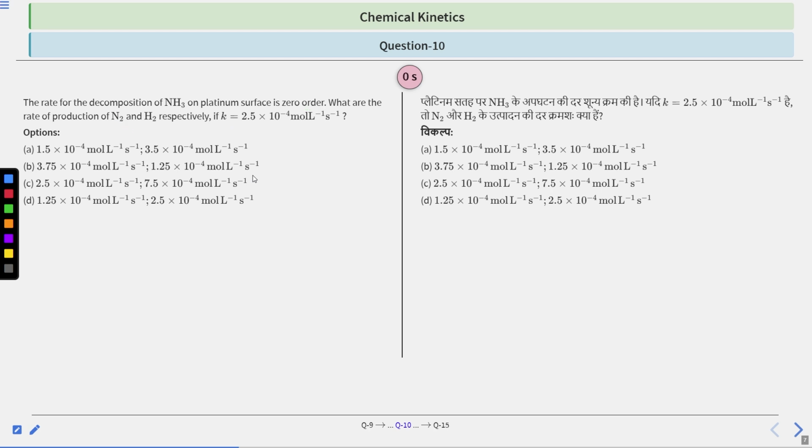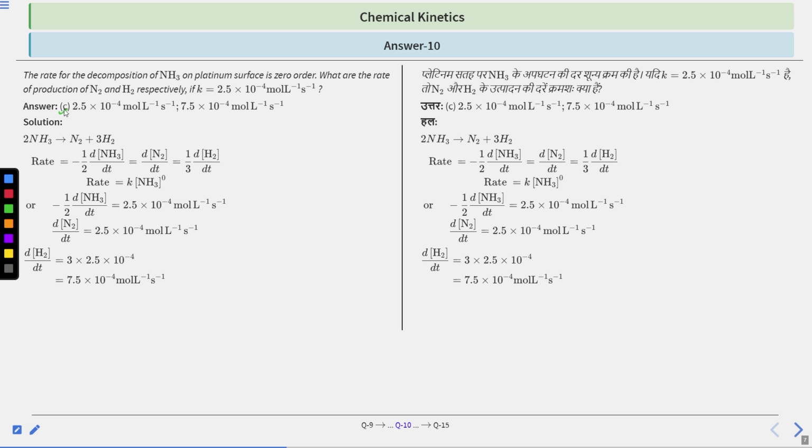Okay, let's see. The correct answer is option C. So this will be the reaction, right? 2NH3 giving us N2 plus 3H2. If you write the rate equation for this reaction, it will be minus half the change of concentration of reactants divided by dt. It is also equal to the change of concentration of products. So d of N2 divided by dt is equal to 1 by 3 d of H2 divided by dt, as the stoichiometric coefficient will come in the denominator. Okay, so these three are equal.